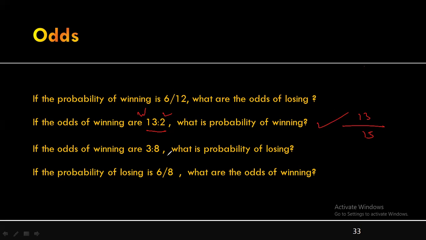Next question: if the odds of winning are 3 is to 8, what is the probability of losing? So 3 is winning and 8 is losing, so 8 divided by the total possible outcomes, 11. Next: if the probability of losing is 6 over 8, what are the odds of winning? The probability of losing is 6 over 8, so the remaining is 2 over 8 for winning.